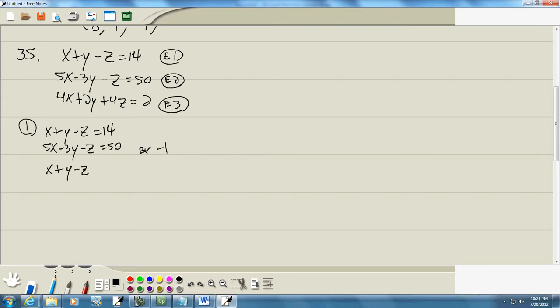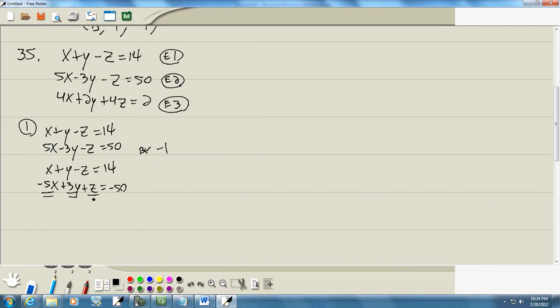So I got x plus y minus z is equal to 14. First equation doesn't change. Negative 1 times 5x is negative 5x. Negative 1 times negative 3y gives us a positive 3y. Negative 1 times negative z is a positive z. And negative 1 times 50 gives me a negative 50.